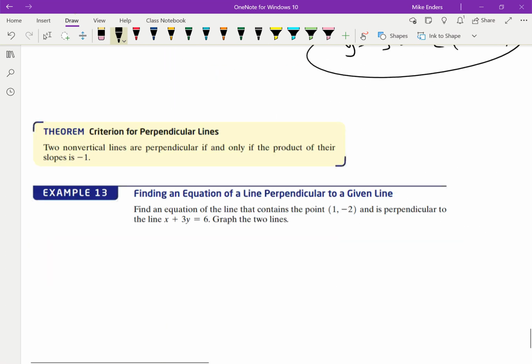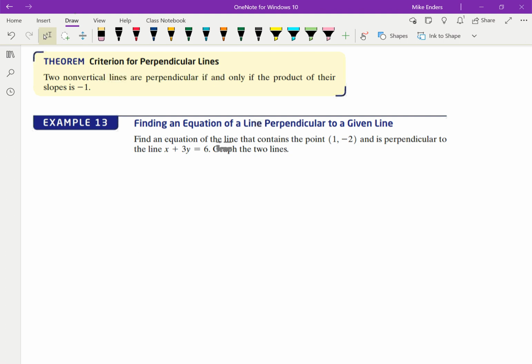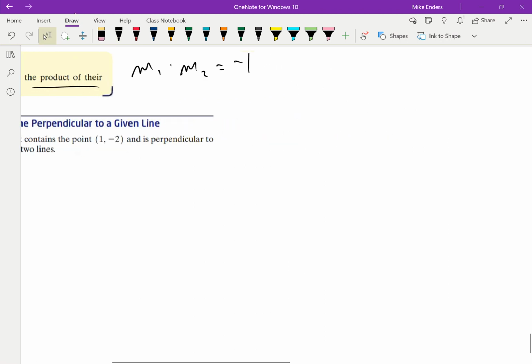So our last item here, criteria for perpendicular lines. Two lines will be perpendicular if the product of their slopes is negative 1. So if I have a slope, let's call it m1, and I have another slope, let's call that m2. If I can multiply those together and get negative 1, then I know the lines must be perpendicular.